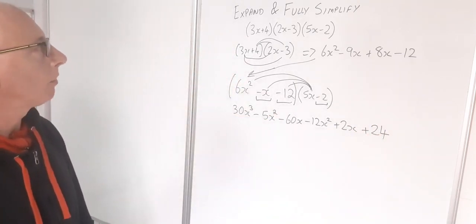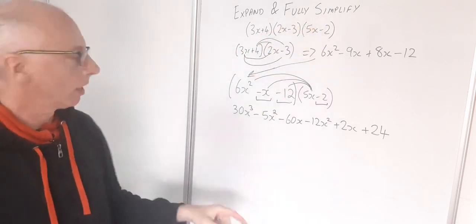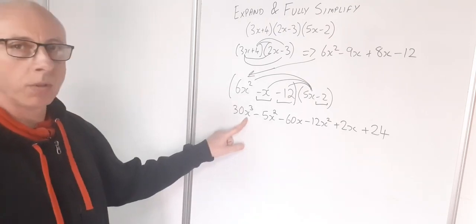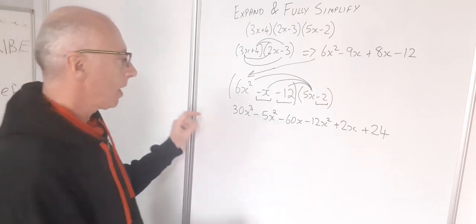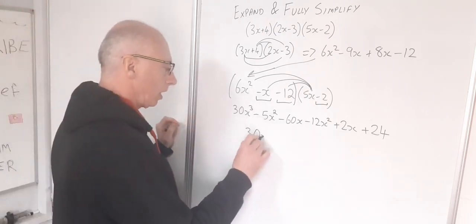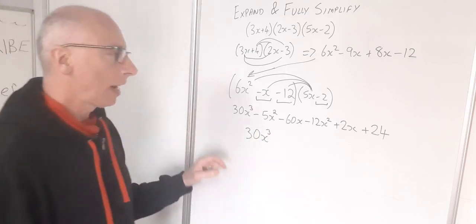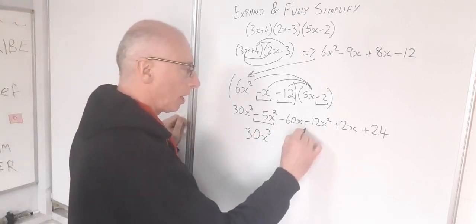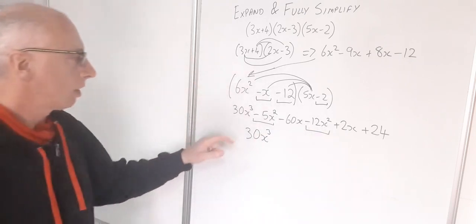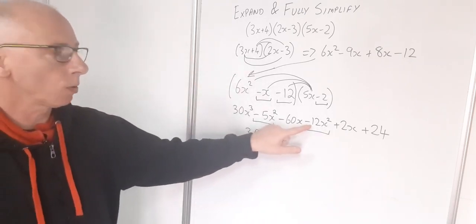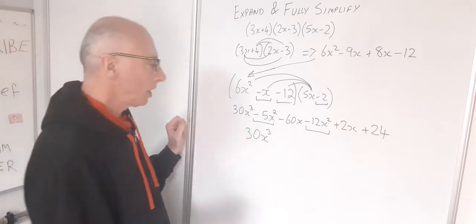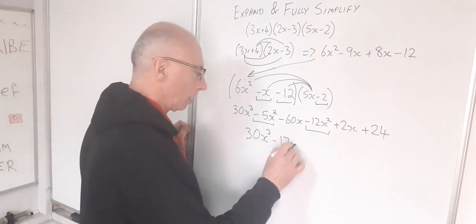So now we're still not finished. We need to fully simplify. So still some work to do on here. So this is the only cubic term. So let's leave that on its own. So 30x cubed. Now we've got a couple of squared terms. We've got this one and this one. So minus 5x squared and minus 12x squared. Now that is a sum. So now we've got minus 17x squared.